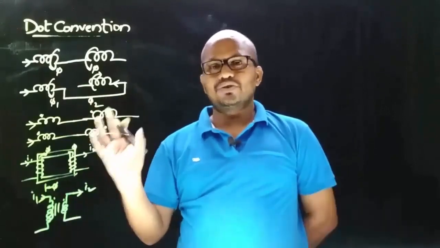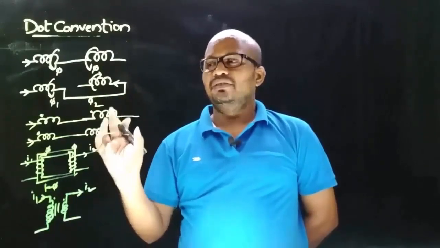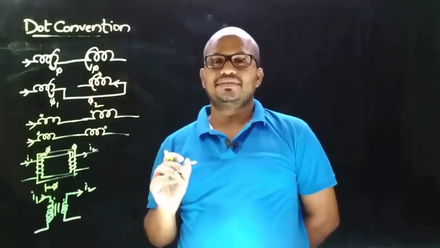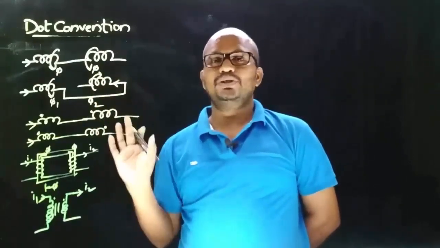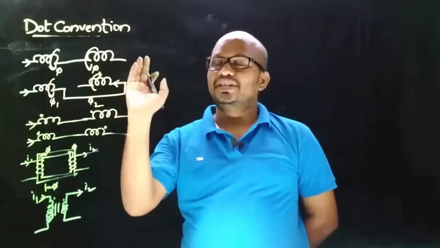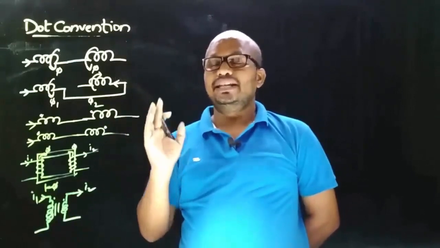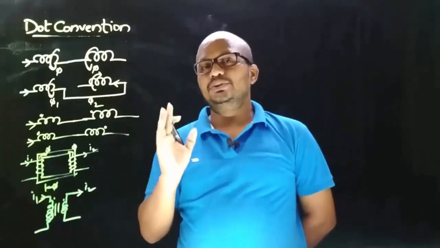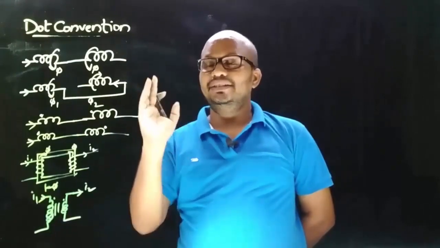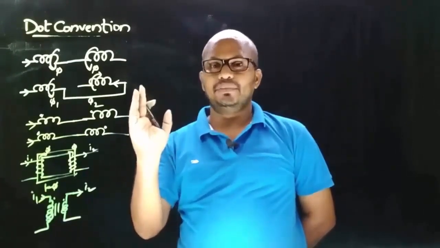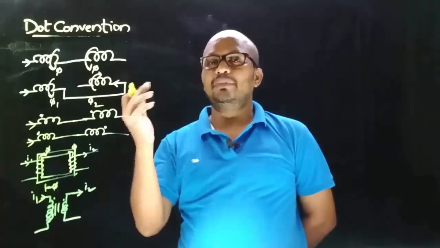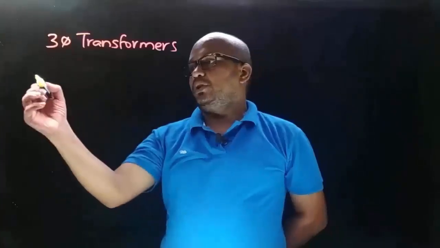So if dots are present, then there is no necessity of knowing the winding sense. We can simply find the polarity of mutual induced EMF. And this concept of dot convention is very important in case of three-phase transformers, because in parallel operation we need to connect the correct polarity terminals. If we don't connect the correct polarity terminals, then circulating currents might flow and it might result in a dead short circuit.